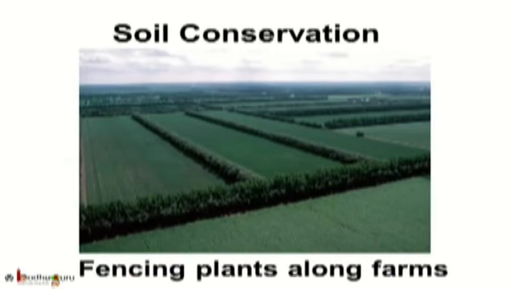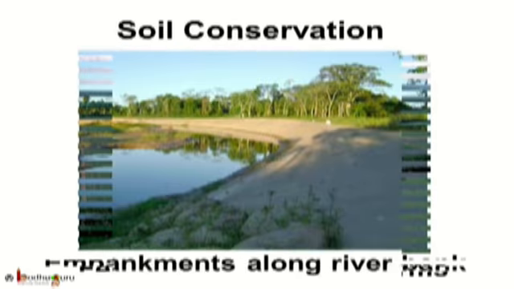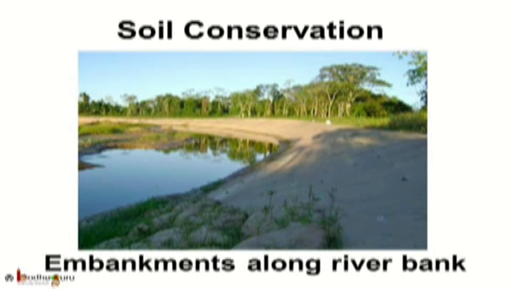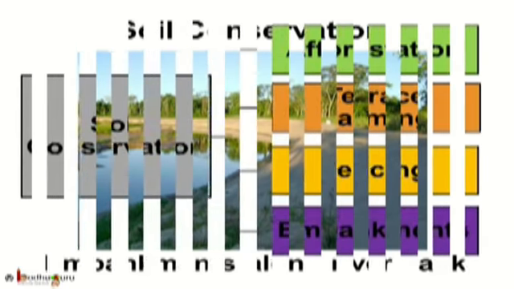Why are the tall plants or trees grown along the sides of a farmland? Growing fencing plants and trees along the farmland reduces the speed of the wind and the soil erosion. And how can the soil be prevented from getting washed away by the river? For this, embankments are built along the river banks. This not only prevents soil erosion from the banks, but also prevents the river from flooding the fields.